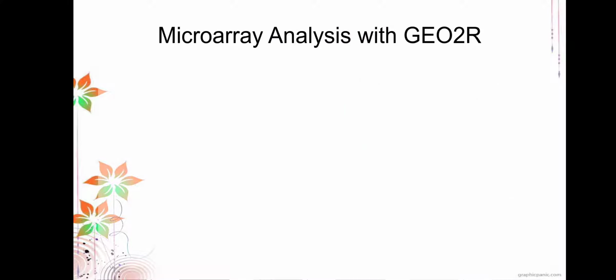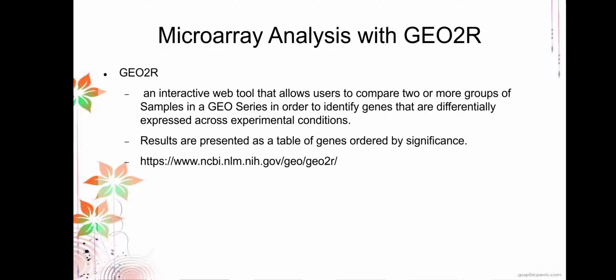So we have in the NCBI a tool used to analyze microarray data. So you have the GEO2R, which is an interactive web tool that allows the user to compare two or more groups of samples in a GEO series in order to identify genes that are differentially expressed across experimental conditions. So basically, GEO2R is a tool that is used in studying microarray data because the data that are obtained from microarray are usually submitted in the gene ontology database in NCBI. This is so because the data here is high throughput.